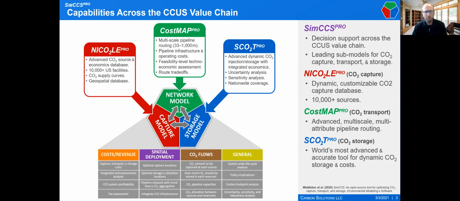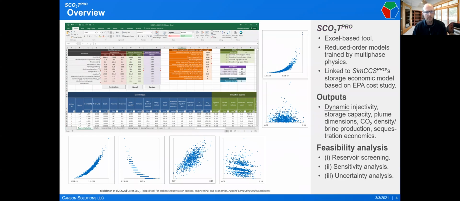One of the things you'll hear me keep reporting is that SCO2T Pro does dynamic CO2 injection, dynamic plume evolution, and couples that with sequestration economics. We would claim that it's going to be the world's most advanced tool to do that, and I'm going to talk about it today and show you what it does.